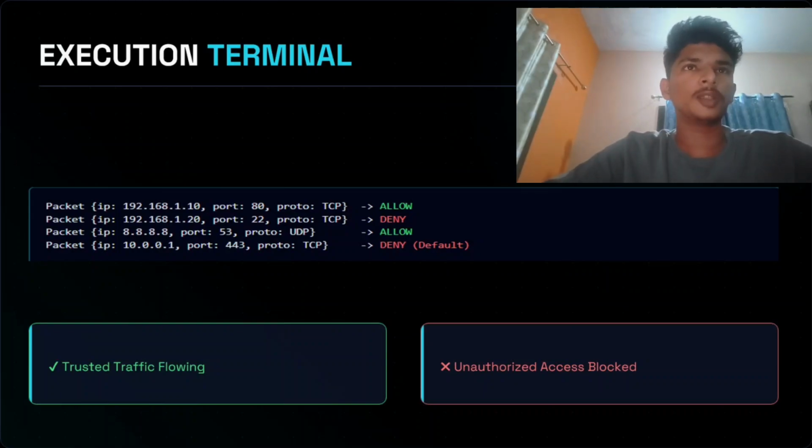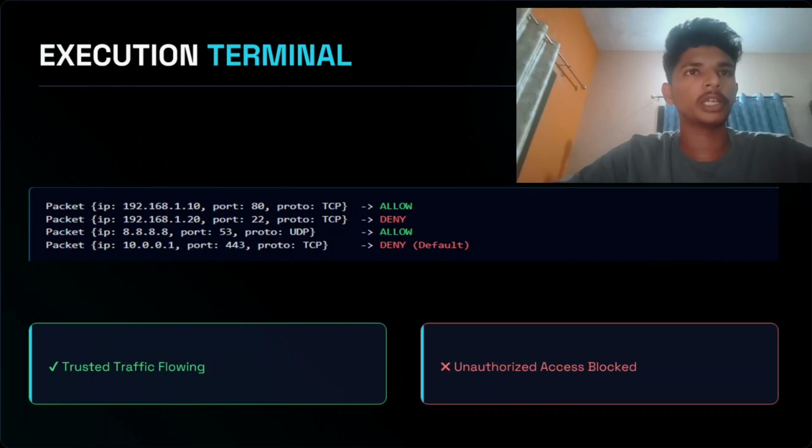Now we look at the execution output of our program. Here we can see how each packet is evaluated based on the defined security rules. For each packet, the system prints whether it is allowed or denied. For example, a packet from the address 192.168.1.10 on port 80 using TCP is allowed because it matches our web traffic rule.